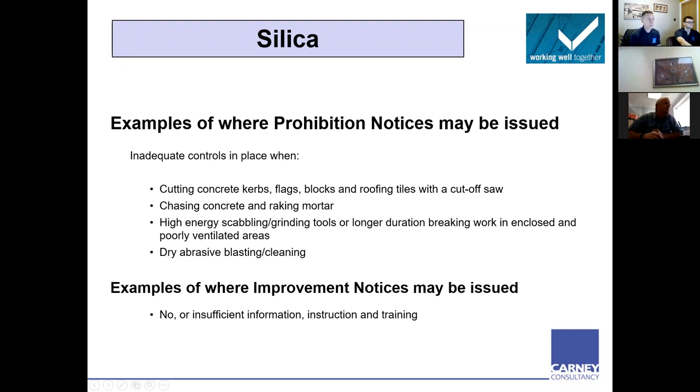Examples of where improvement notices may be issued is no or insufficient information, instruction and training being provided. As basic as it may sound, providing your employees with on-tool extraction sometimes just isn't enough. What I'm saying here is you need to be giving them some information, instruction, and training on the use of these bits of equipment, because some people have them on site, but they just don't understand why they need to be there.